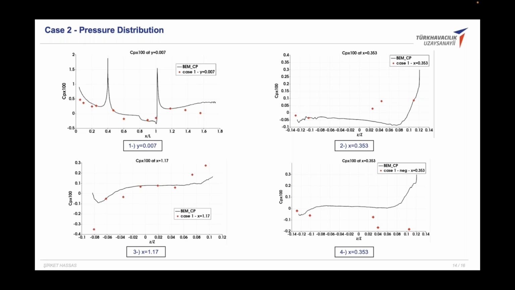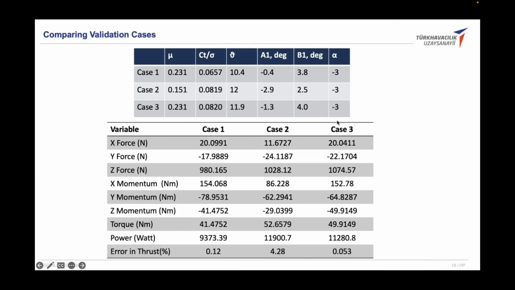And also we multiply CP by 100, for better visuals. So there is so little difference between BAM and experimental data. We run all these three cases. I also hid the other cases. You can check the other cases' CP if you want when the presentation is published.